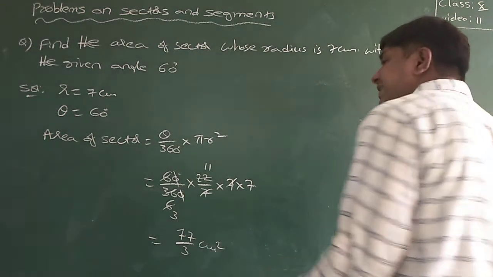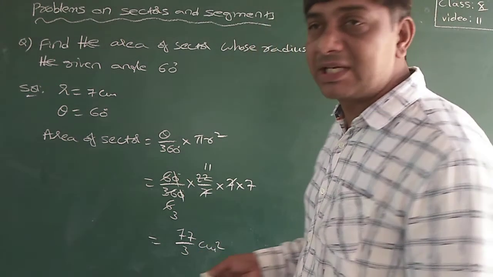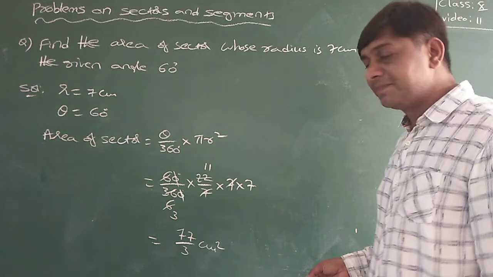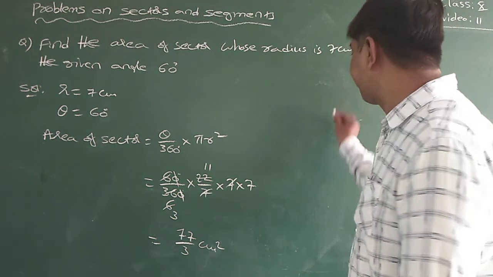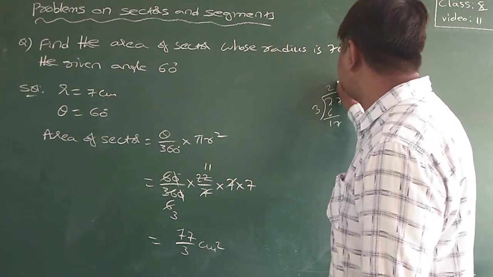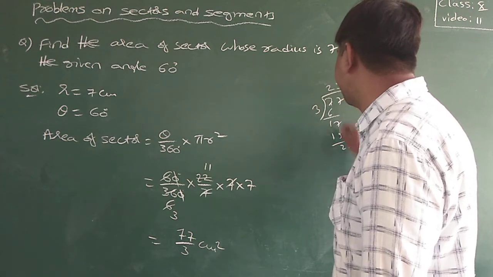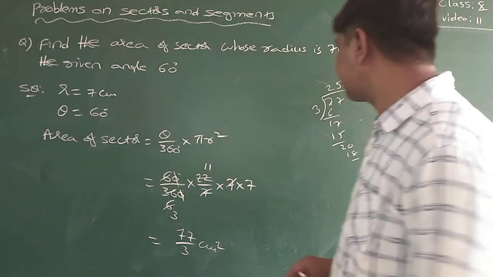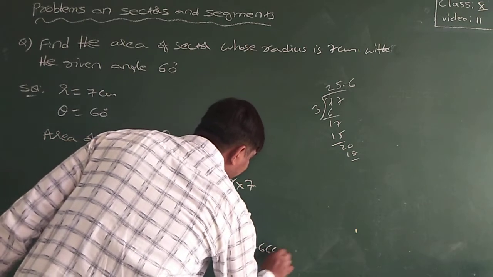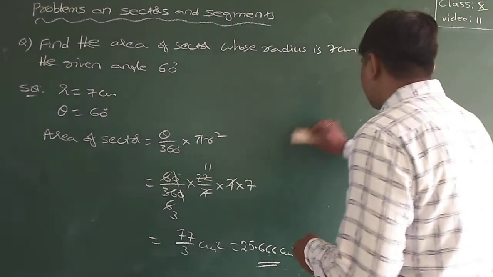If they ask in decimals, you need not simplify it. If you are going to convert into decimals, when it is a non-terminating recurring decimal, take 3 digits. 77 divided by 3: 3 2s are 6, 1 7, 3 5s are 15, 2 0, 3 6s are 18. This is also given as 25.666 centimeters square.